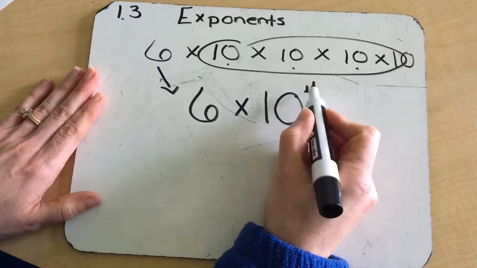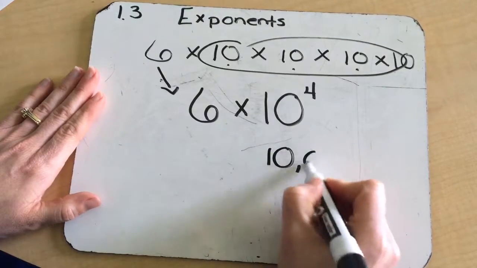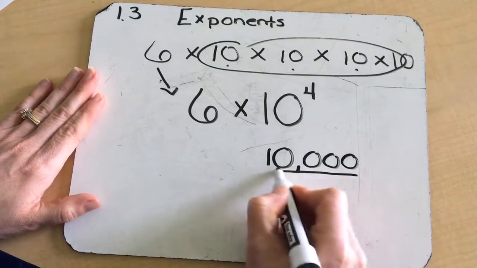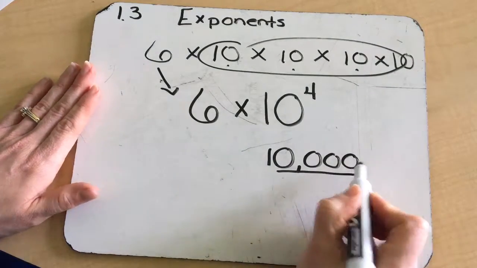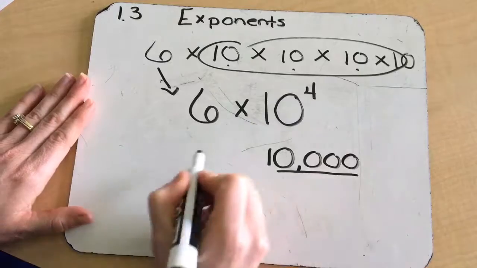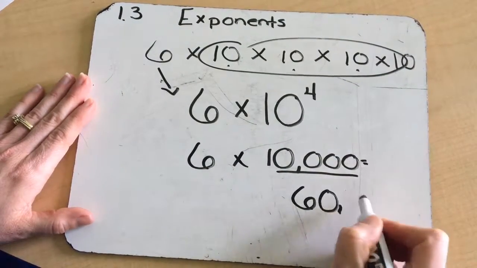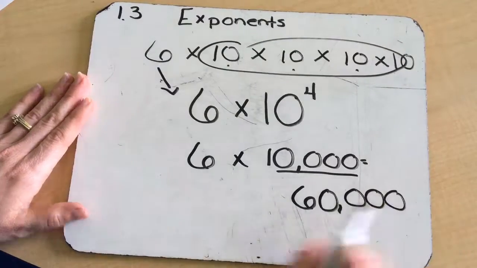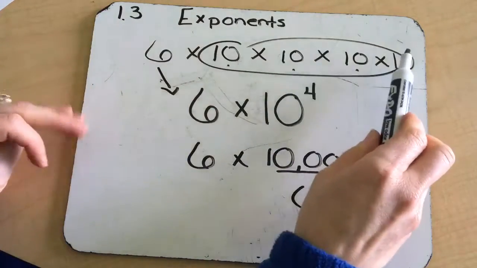Well, that's 10 and 4 zeros. Not 10 plus 4 zeros, but 10, which has 10 and 4 zeros. So it's 4 zeros. So 6 times 10 to the 4th, we know is 60,000. That's all exponents are. Remembering that we're working that whole base 10 idea.